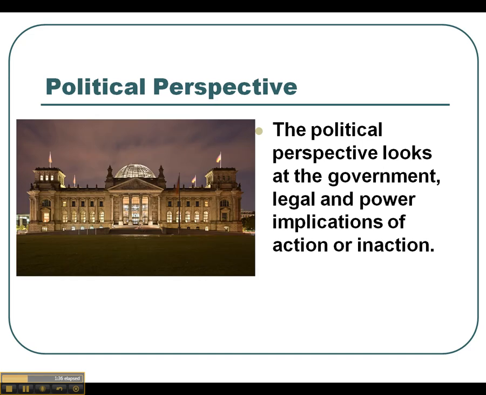The next perspective we will explore is the political perspective. Like the economic perspective, it's come up in nearly every article and chapter. The political perspective looks at government, legal, and power implications of action and inaction. When the government encourages action, it is more likely to happen than when it isn't. When the law mandates action, it is more likely to happen than when it doesn't. When a powerful person or business encourages action, it is more likely to happen than when it doesn't.